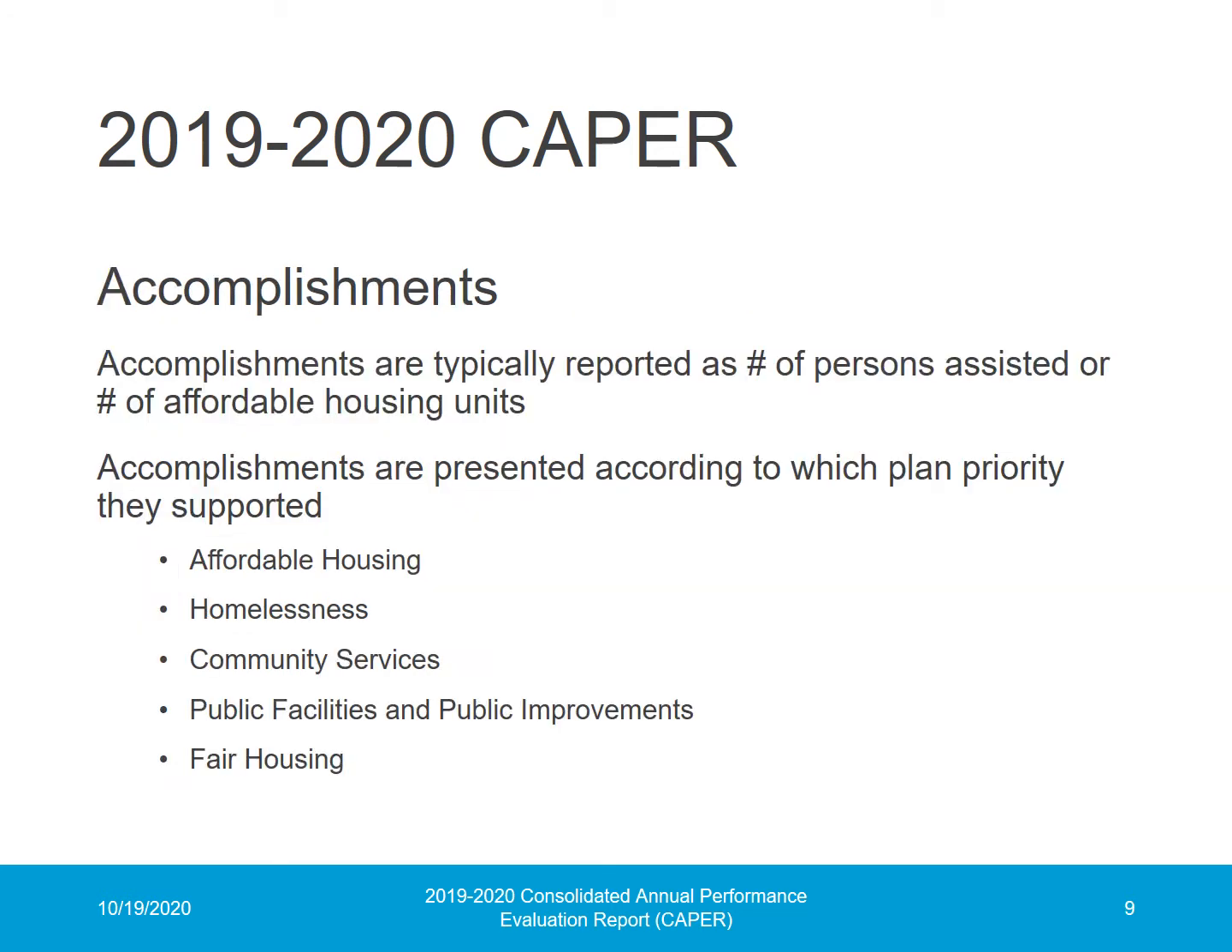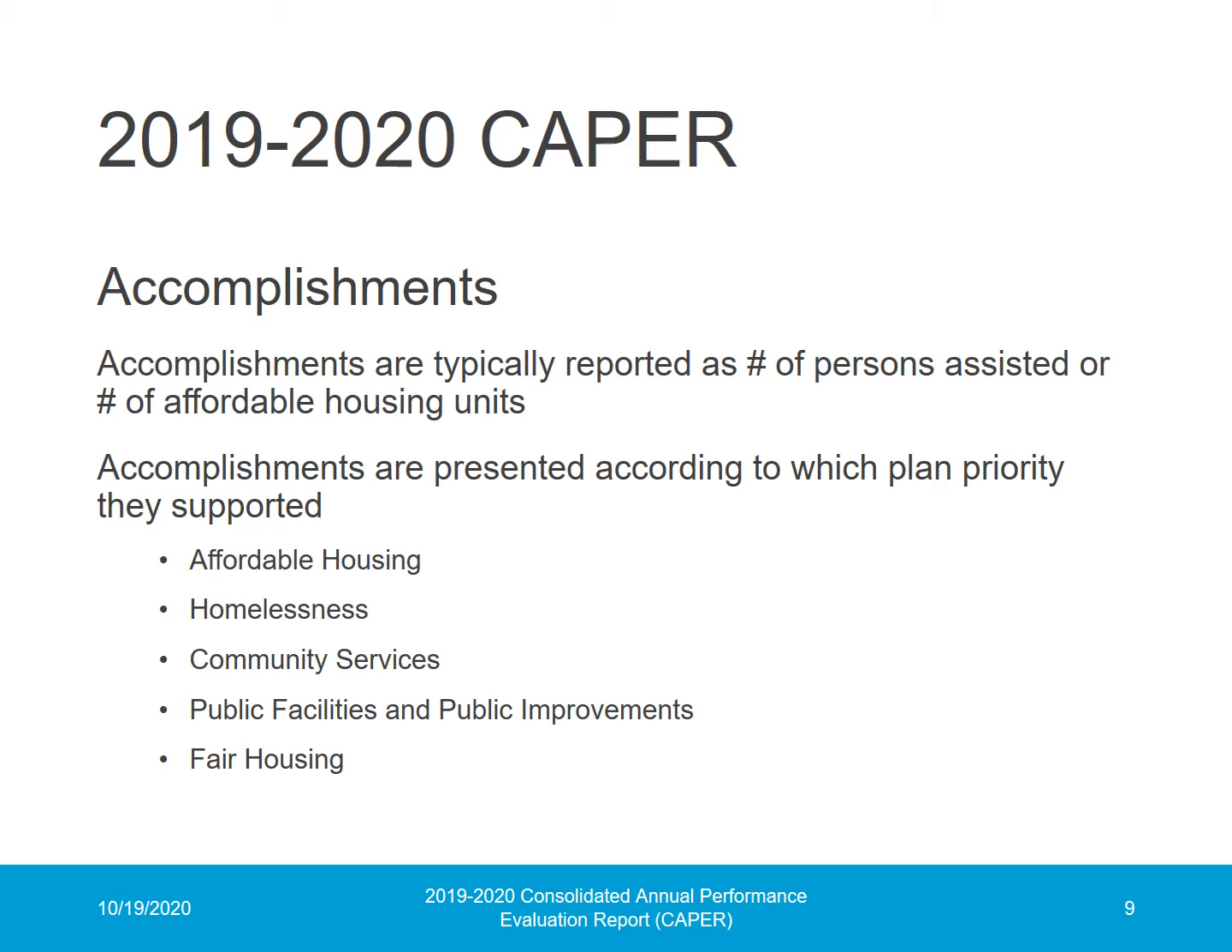The accomplishments reported in the CAPER are typically reported as number of persons assisted or number of affordable housing units constructed or rehabilitated. The accomplishments in the report are grouped by which priority they support. These priorities are determined in consultation with the community during the city's 5-year consolidated plan. The priorities for the 2019 CAPER are affordable housing, homelessness, community services, and public facilities and public improvements.